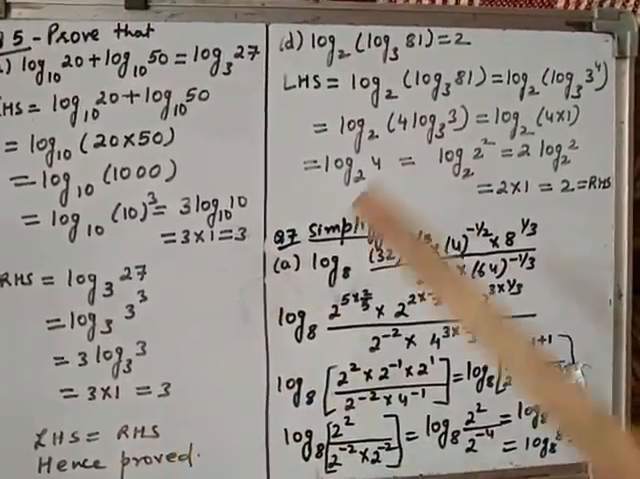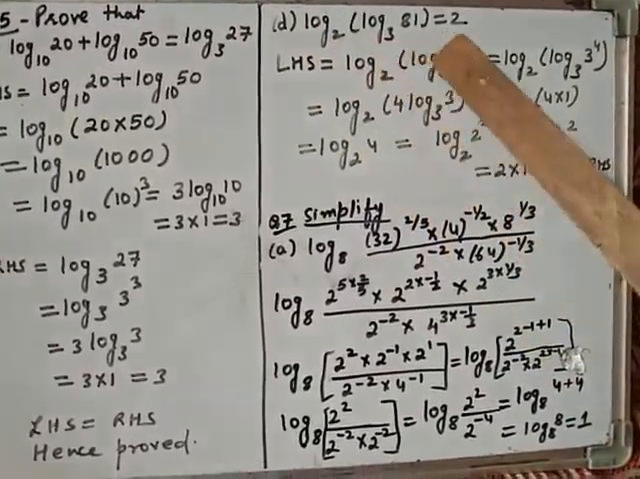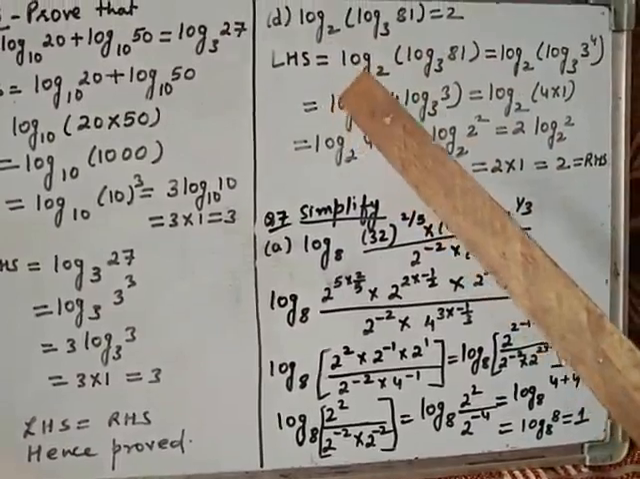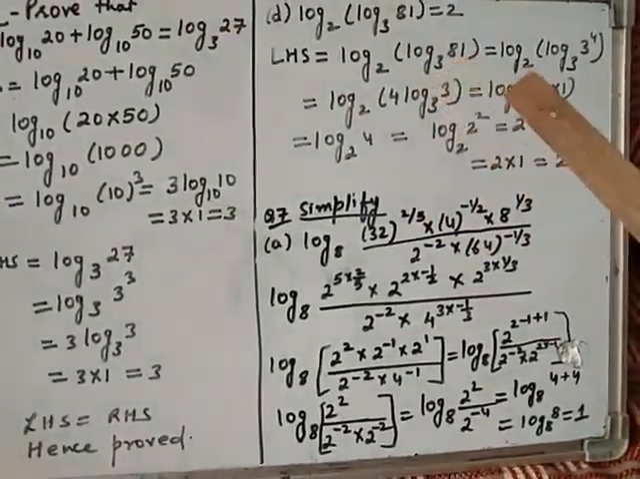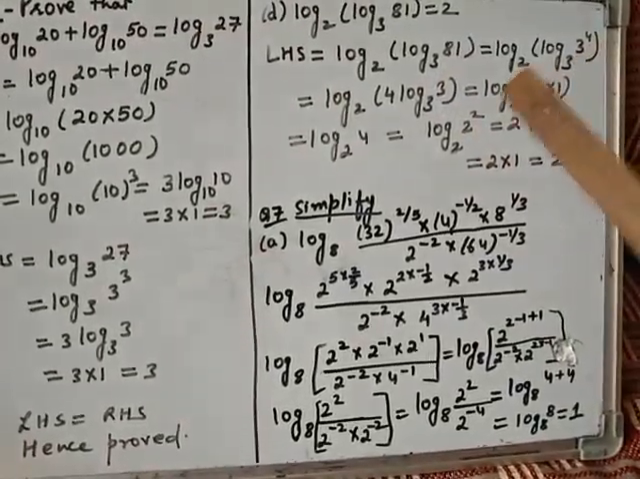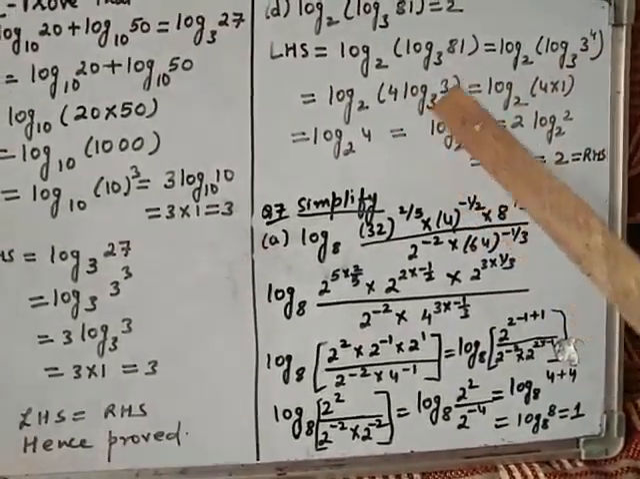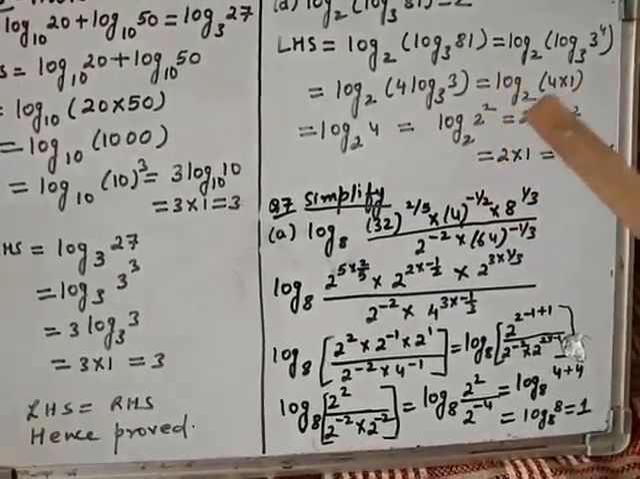Next question number 6, log to the base 2 of log to the base 3 of 81 equals 2. Take the left hand side, log to the base 2 of log to the base 3 of 81. 81 is written as 3 raised to power 4. So in this bracket this 4 comes in front, which becomes 4 log to the base 3 of 3, which is 4 into 1. So log to the base 2 of 4.